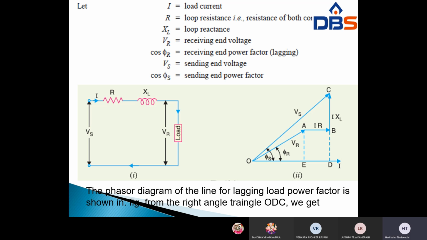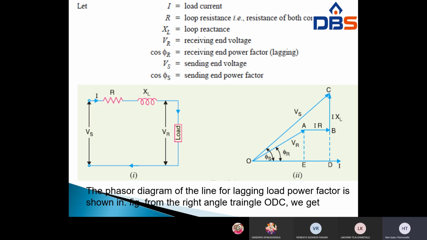Look at the phasor diagram. We have to take the receiving end voltage VR as reference. It is an inductive network, so the current is lagging. VR is taken as the reference, and the current lags VR by angle phi R. This is the current, and this is the current lagging VR with an angle phi R.